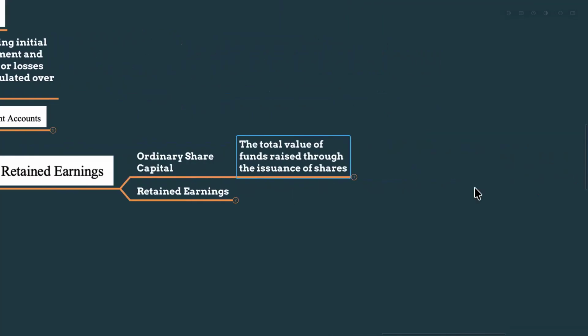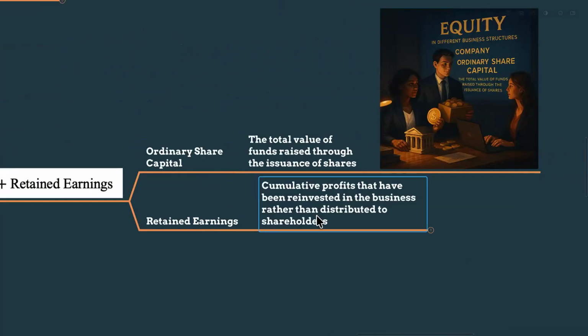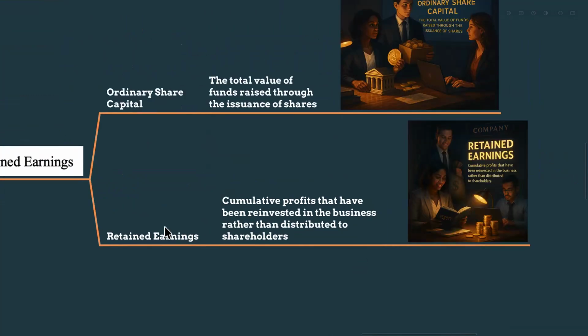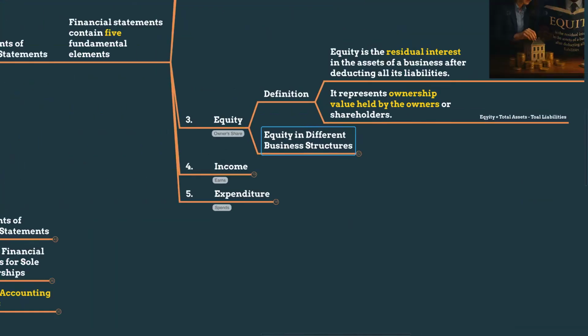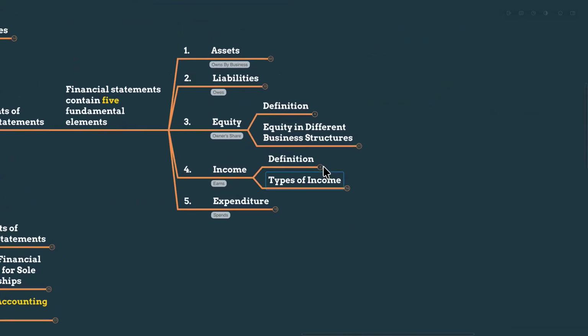So ordinary share capital means the total value of funds raised through the issuance of shares, and retained earnings means the cumulative profits collected over time. So the retained earnings balance, let's say in 2027, is 700,000, which is collected over maybe 7 or 8 years. The cumulative profits that have been reinvested in the business rather than distributed to the shareholders are called retained earnings, my dears, right? So these are different businesses having different structures to calculate the equity, but for all businesses, total assets take away total liabilities will give you the equity, right?